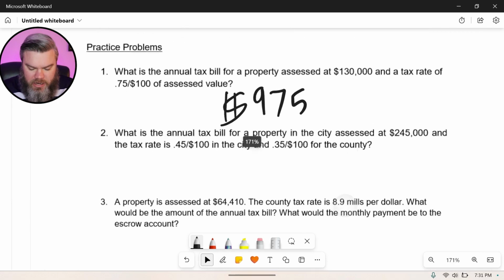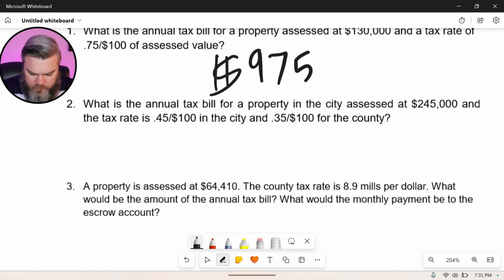So when we look at the second one right here, and I'm going to zoom in a little bit more. What is the annual tax bill for a property in the city assessed at $245,000, and the tax rate is 45 cents per 100 in the city and 35 cents per 100 for the county? Now this is exactly what I was just talking about. You've got to read these questions carefully. So in the city, that means it is located in the city limits, and so you're going to use both.